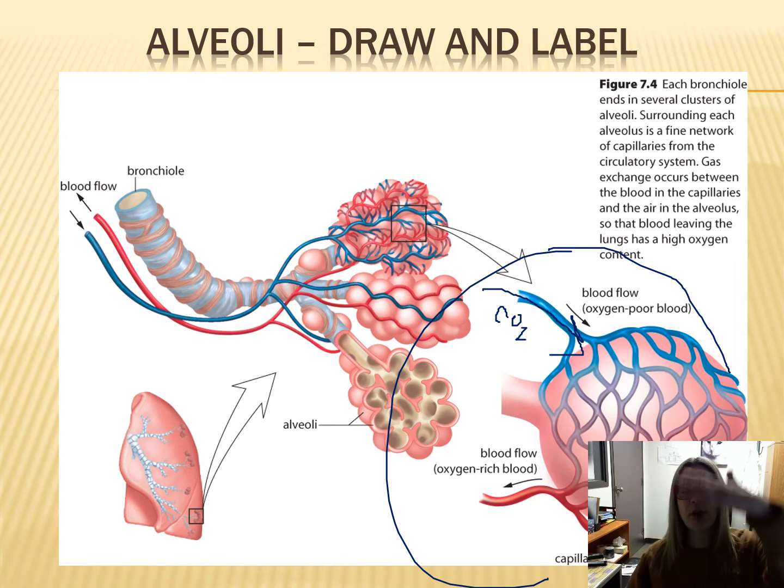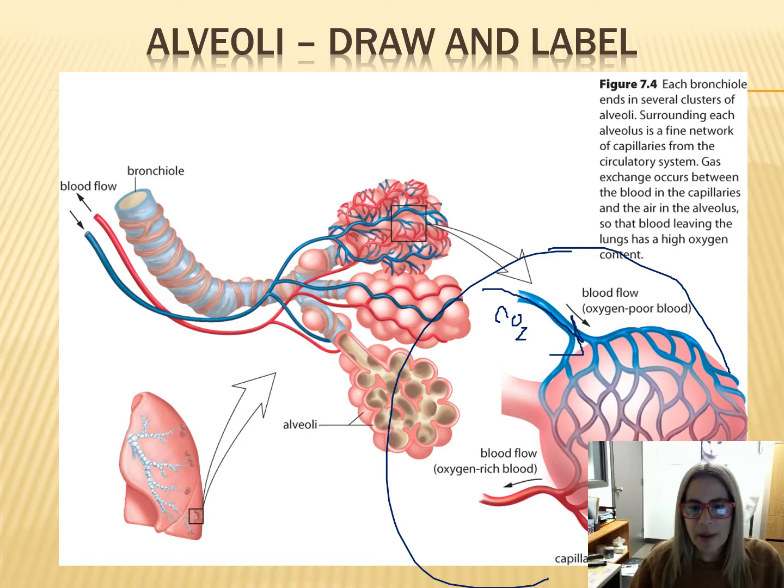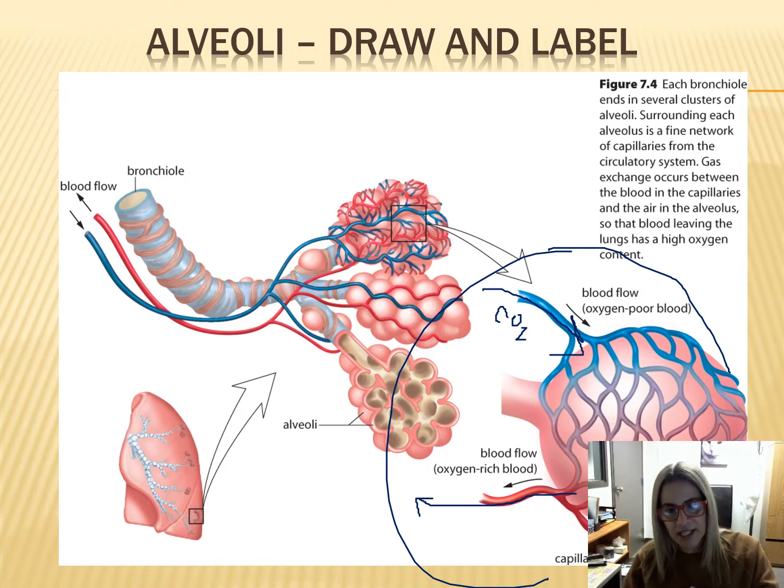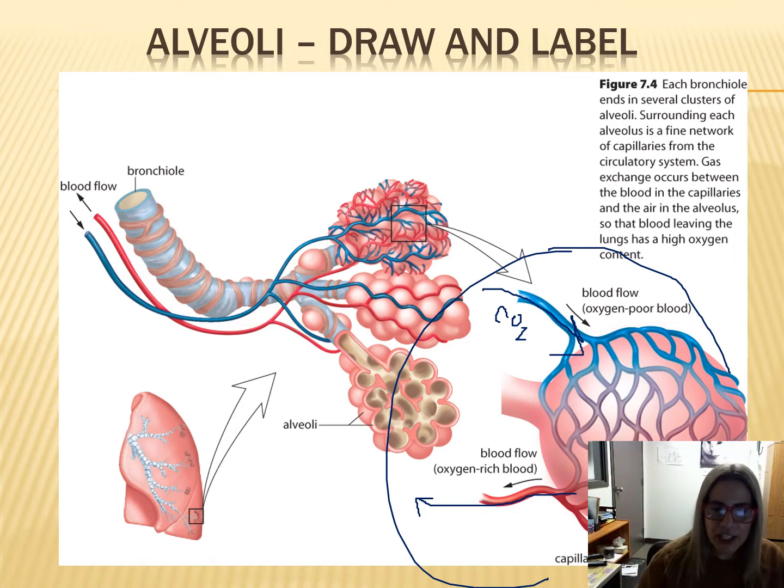But of course, when you take a breath in and you're getting that oxygen, the blood leaving the alveoli and then eventually going back to the left side of the heart through the pulmonary vein is going to be high in oxygen. So the blood coming in passes the CO2 into the alveoli so you can exhale it. The blood going out is now oxygen rich and can head back to the left side of your heart so it can be pumped out to the rest of your body.